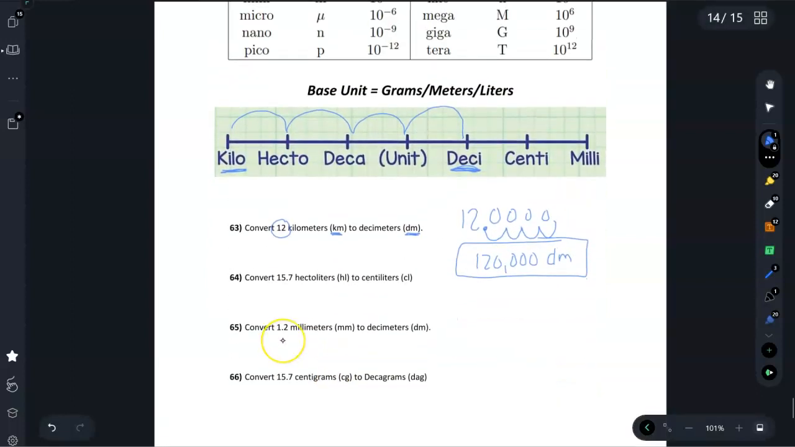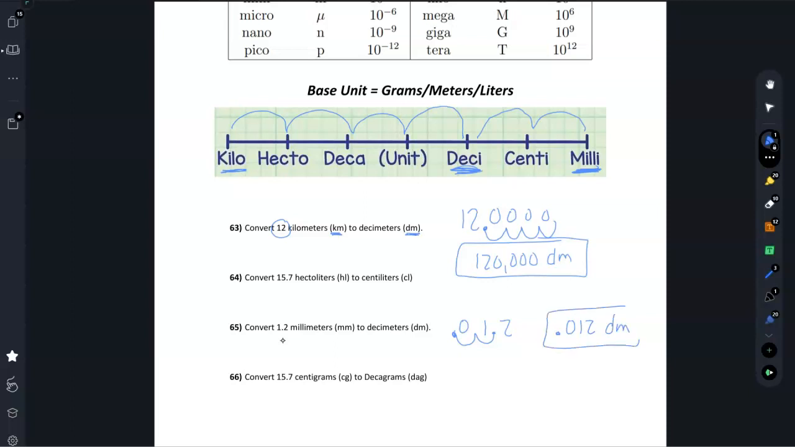Same thing here. I have 1.2 millimeters. This time I'm starting here, and I want to go to decimeters, so I'm moving 2 times to the left. So I grab my decimal, go 2 times to the left. So that gives me 0.012, and that would be decimeters.